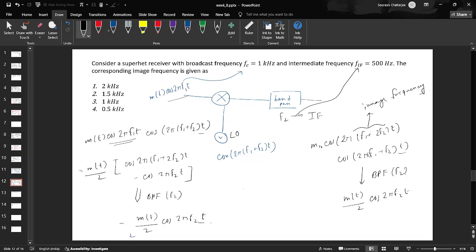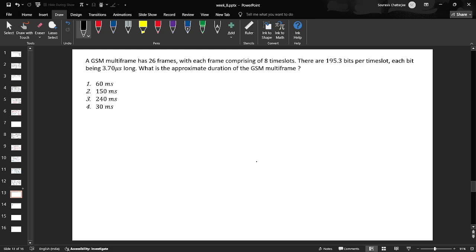And what is the value of this image frequency? It's f1 plus 2 f2, where f1 is your broadcast frequency, that is 1 kilohertz, plus 2 times f2, that is your intermediate frequency, which is 500 hertz, 0.5 kilohertz. So that means 2 kilohertz. So your image frequency is going to be 2 kilohertz, which is going to cause problems for you.